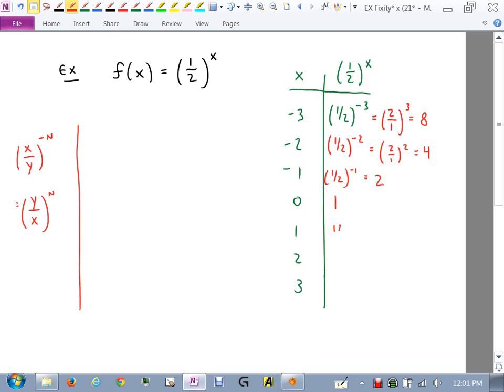It's just not defined. Okay, so what about 1/2 to the +1? That's just a half. And then 1/2 to the +2 is 1/2 times a half, which is a 4th. And then 1/2 to the 3rd, which is an 1/8.